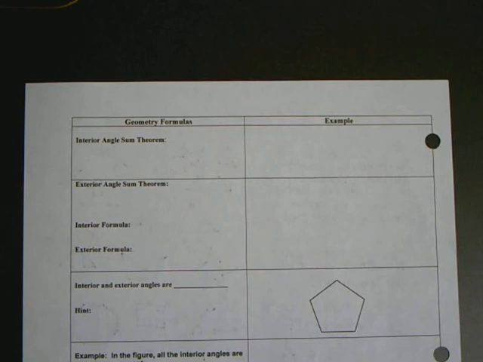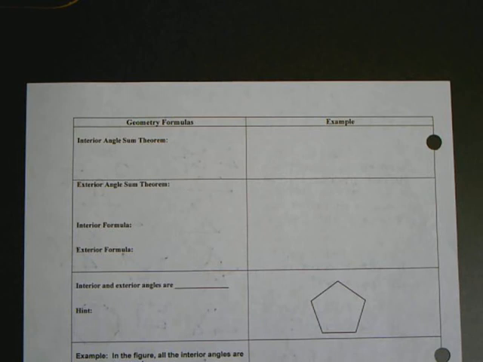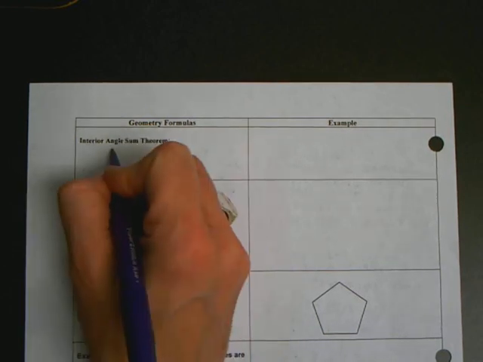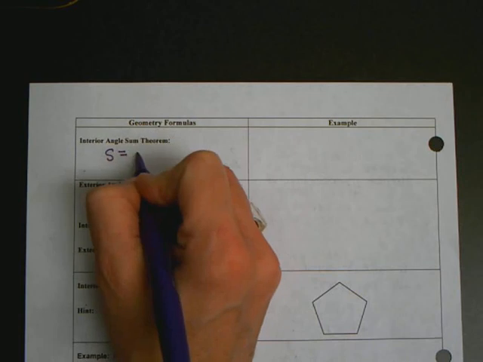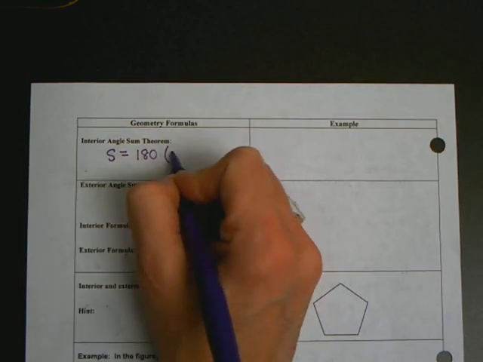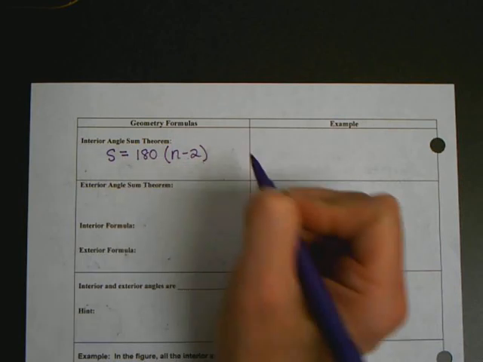And basically that's the formula we just came up with in the table on the other side. The sum of the angles, S, is equal to 180 times the difference of the number of sides and 2.